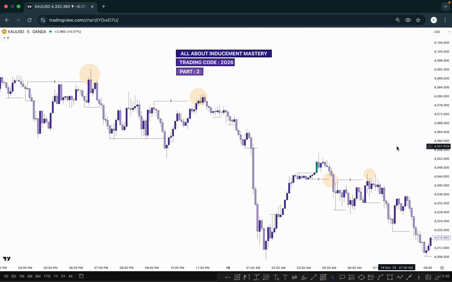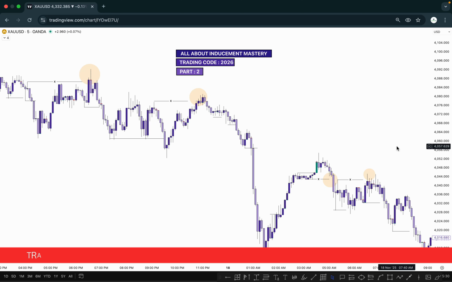So this chapter is enough for the day, and in the next upcoming chapter I will teach you how we can identify our major inducement and minor inducement and how we can spot them on a real chart.